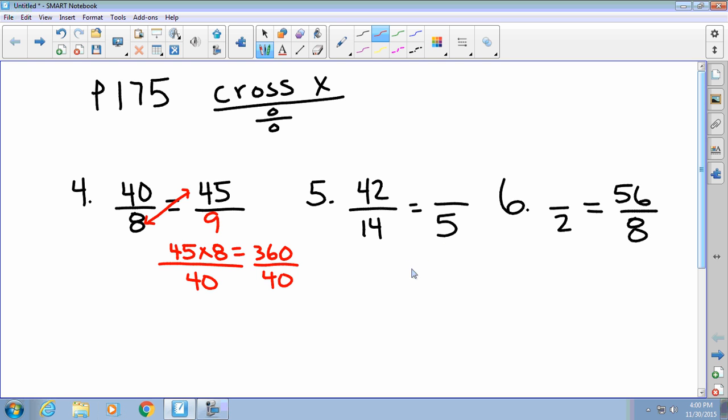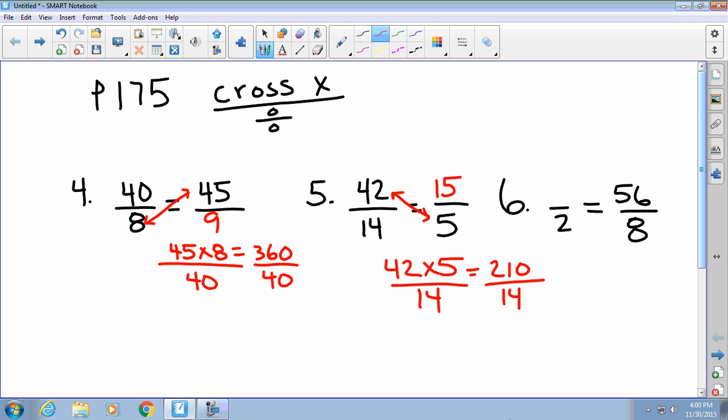Same thing over here. We want to cross multiply the 42 and the 5. So we're going to write this down, 42 times 5, and then we're going to simply divide by the number that's left. And the number that's left would be 14. If we do 42 times 5, we get 210. 210 then needs to be divided by 14. 210 divided by 14 is 15. So our answer would be 15. 42 over 14 is the same as 15 over 5. And yes, that does make sense.